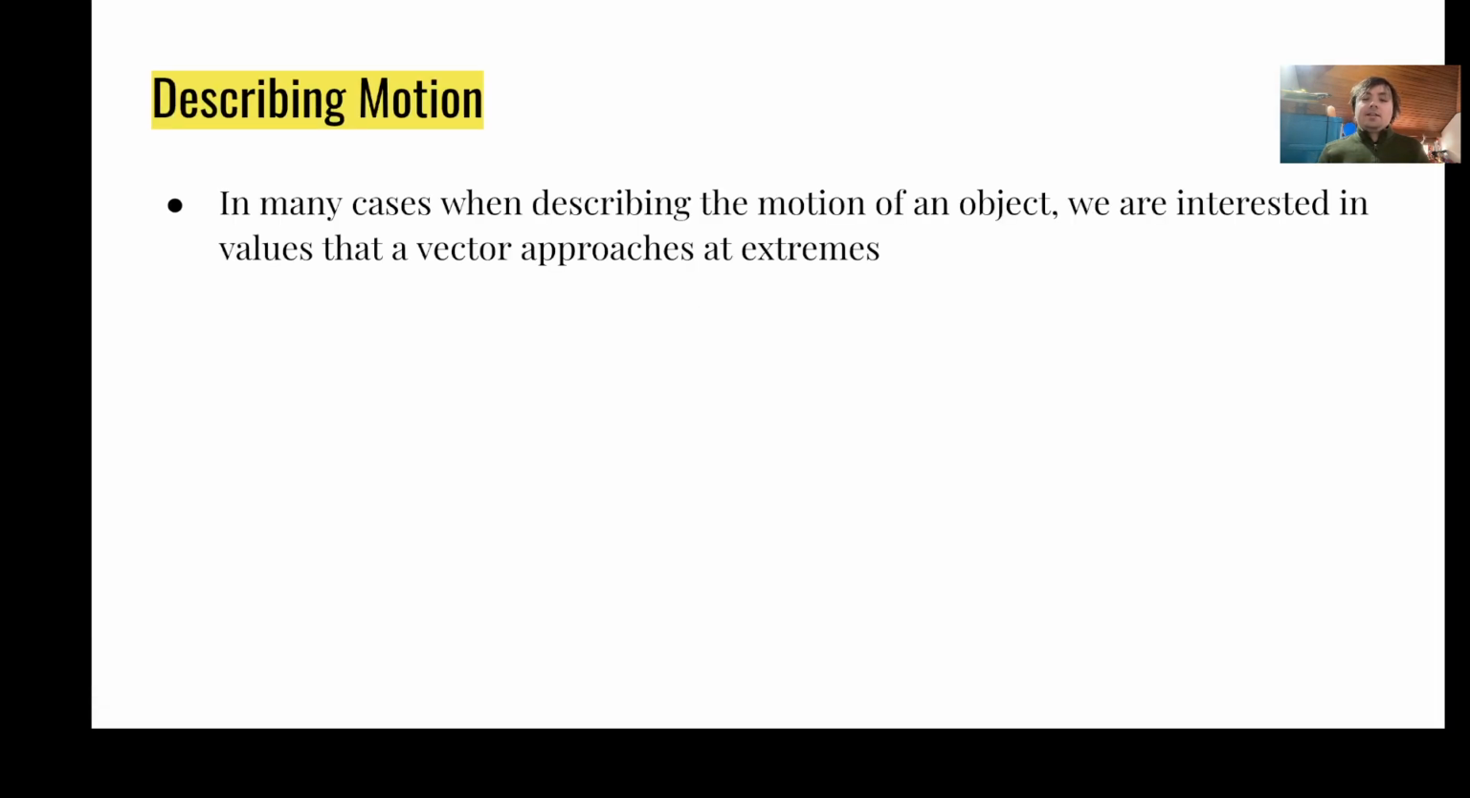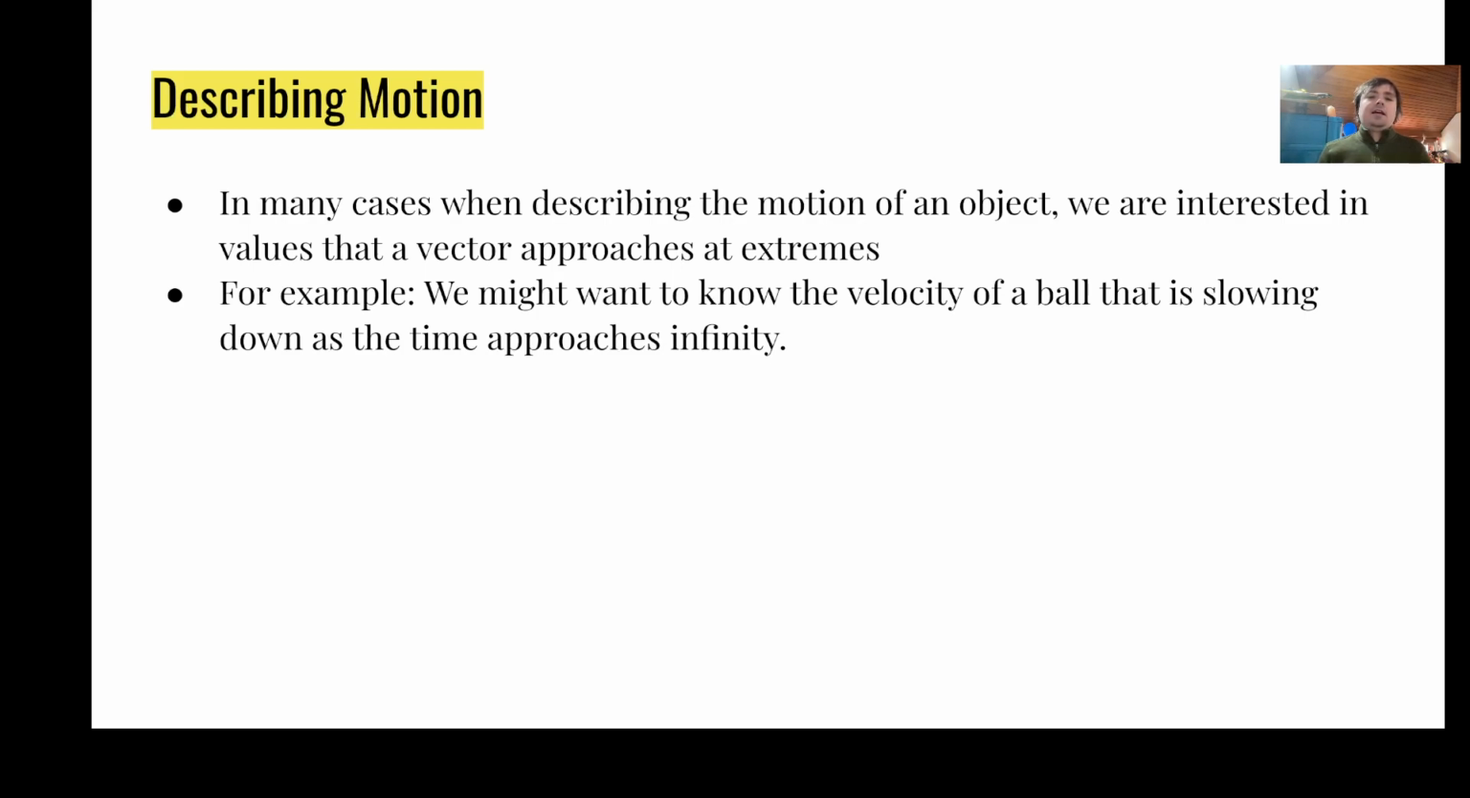So, in describing motion, there are many cases when we are interested in the value that a vector approaches at the extremes. For example, if we want to know the velocity of a ball that is slowing down as the time approaches infinity. We know eventually the ball will stop moving at this limit. Unless it's accelerating, it wouldn't stop and then bounce back. We would know that it would slowly approach a limit of 0.